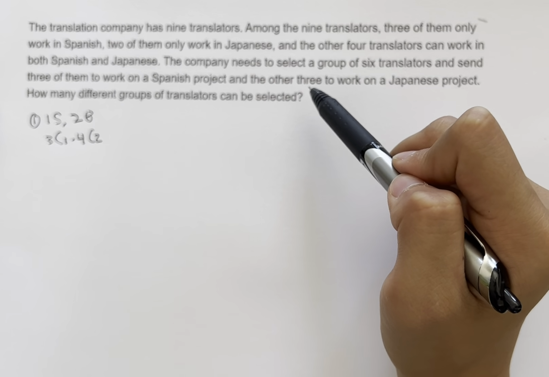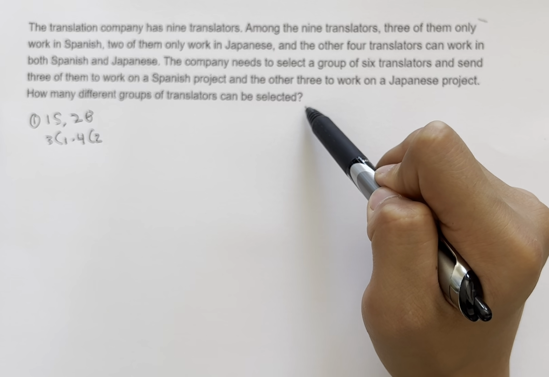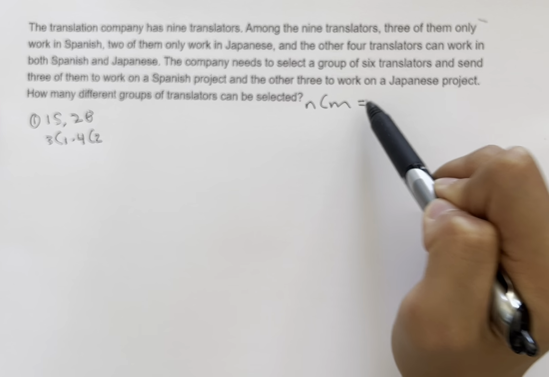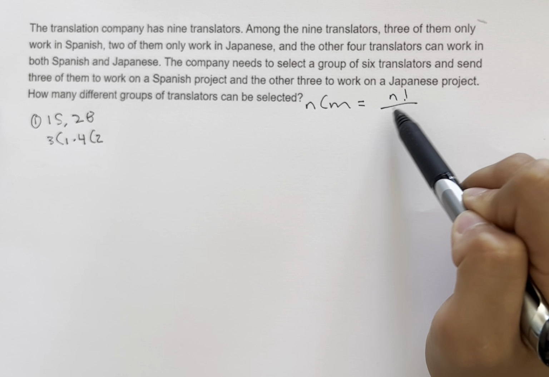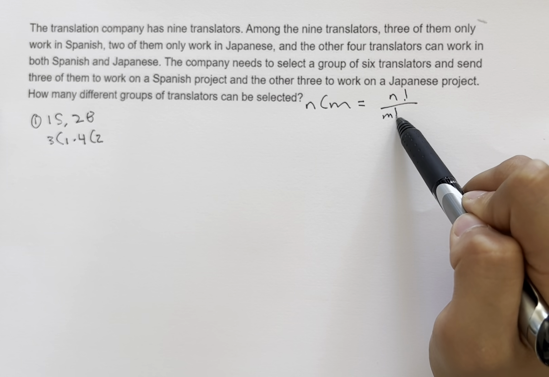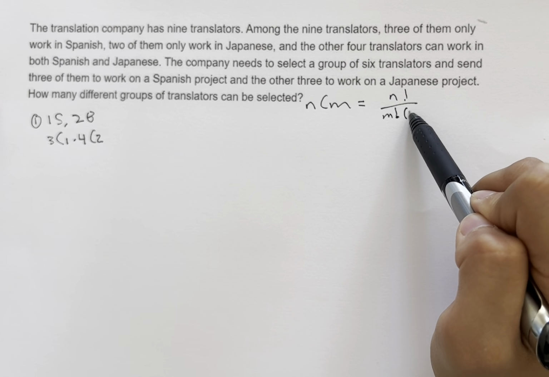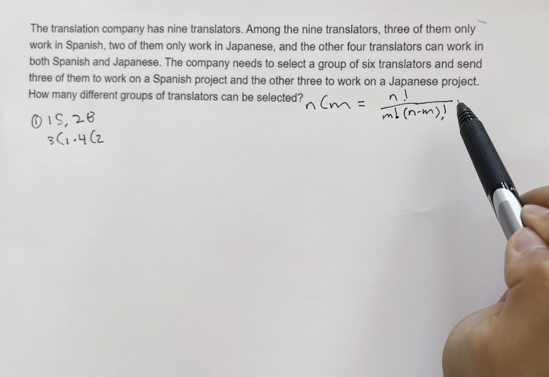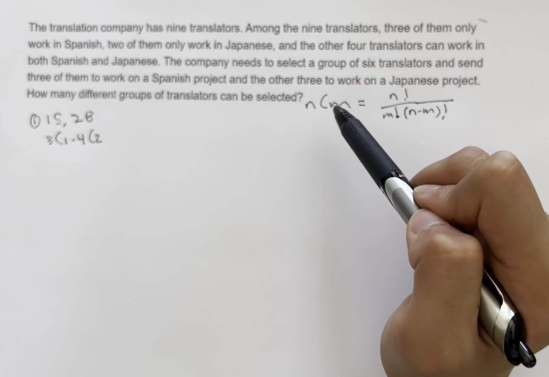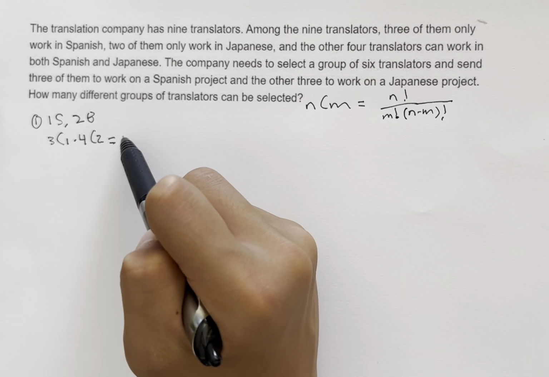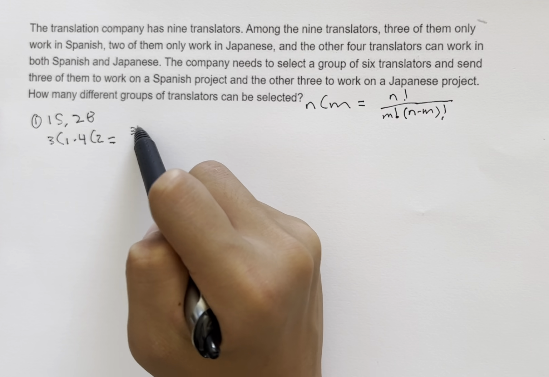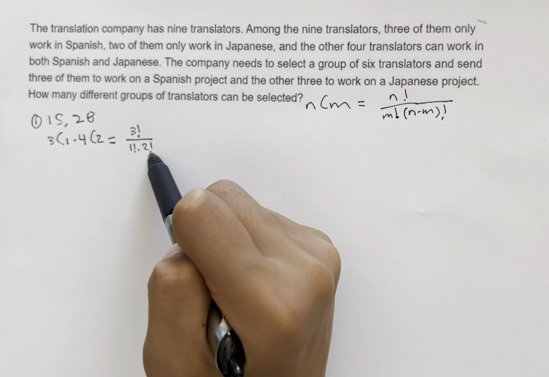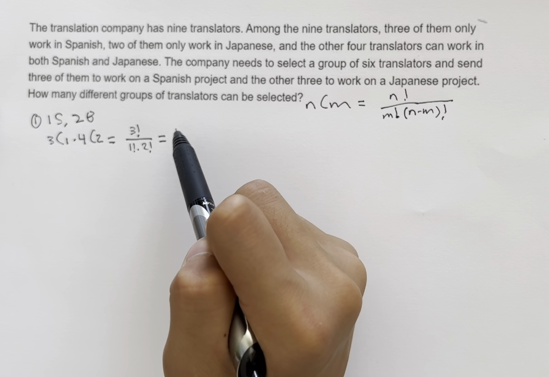And for those of you who don't know how to calculate combination, if you have nCm, this means n factorial over m factorial times (n minus m) factorial. So this means that 3C1 will equal 3 factorial over 1 factorial times 2 factorial, because 3 minus 1 equals 2. So then this will equal 3.